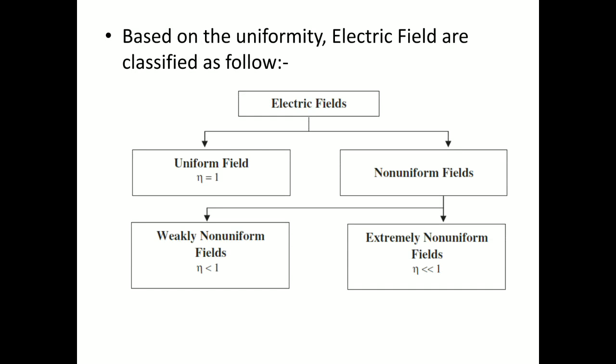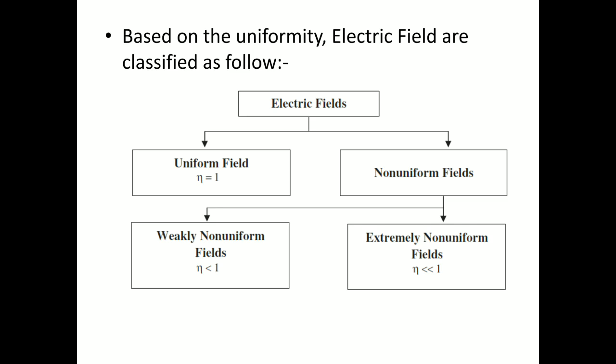Now, based on the uniformity of electric field, fields are classified into two main categories. The first one is called uniform electric field and the second one is called non-uniform electric field. And from this figure, non-uniform fields are further classified into two main categories: the first is called weakly non-uniform field and the second is called extremely non-uniform field.